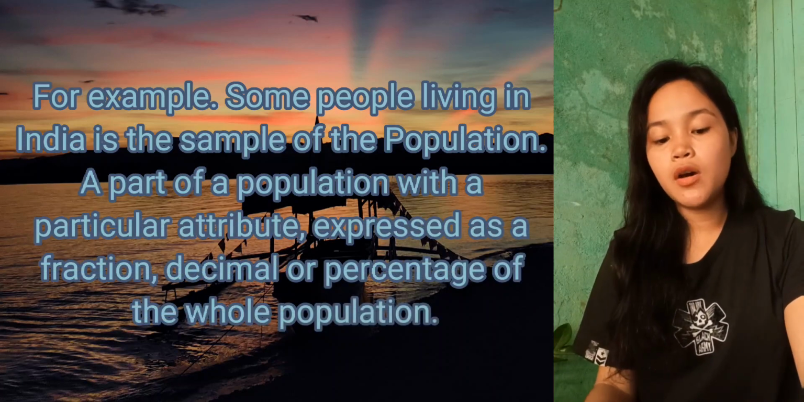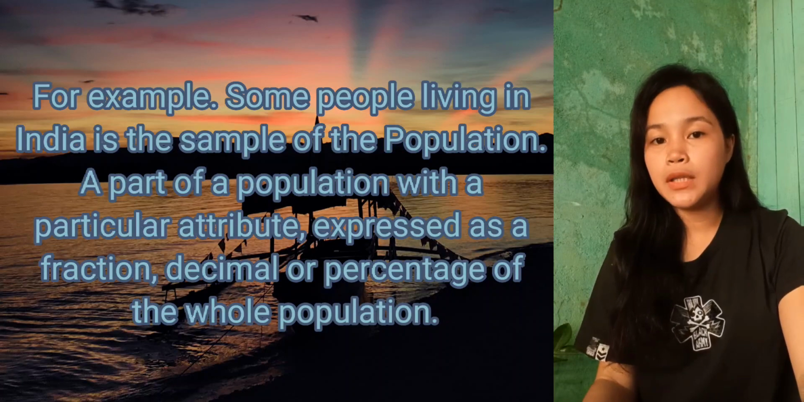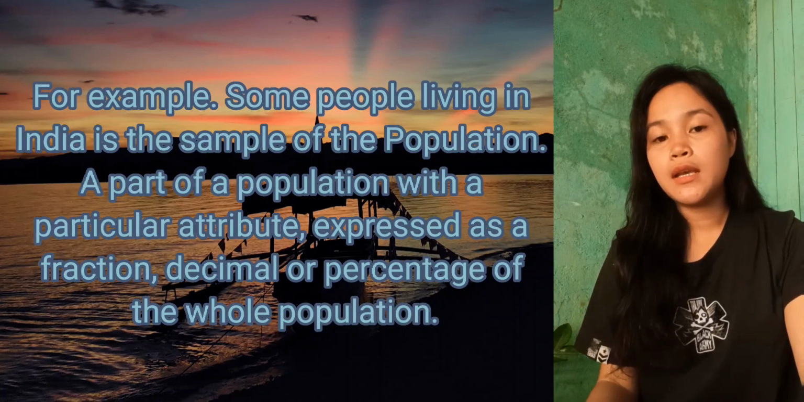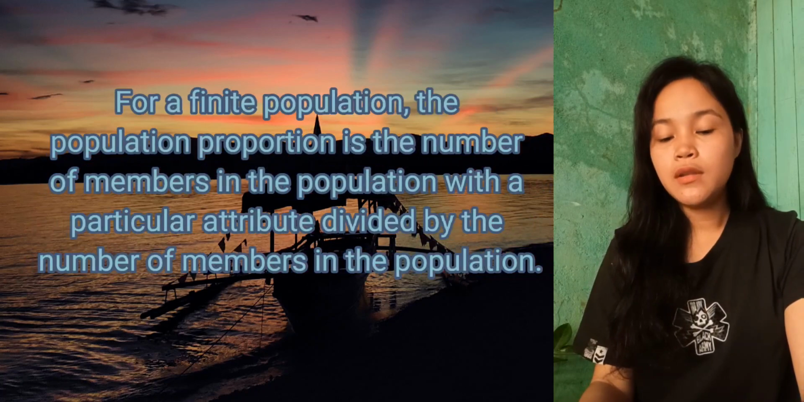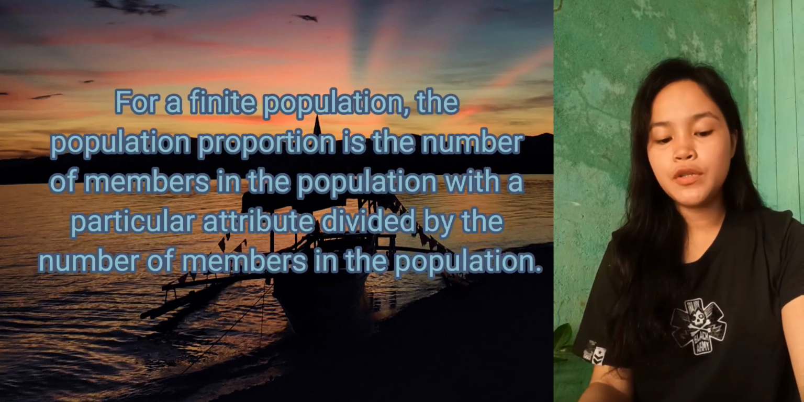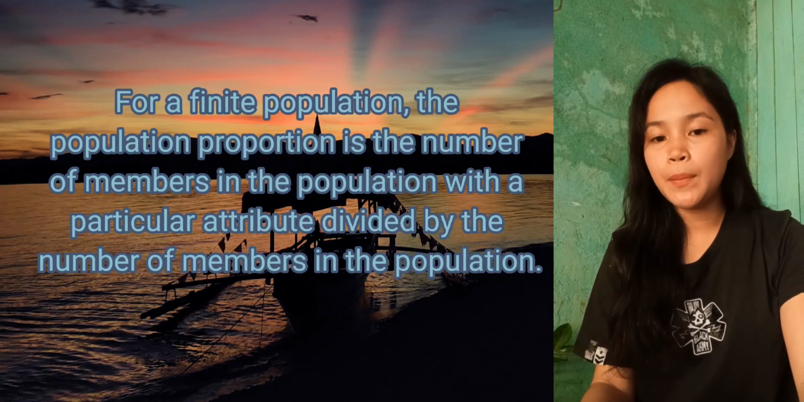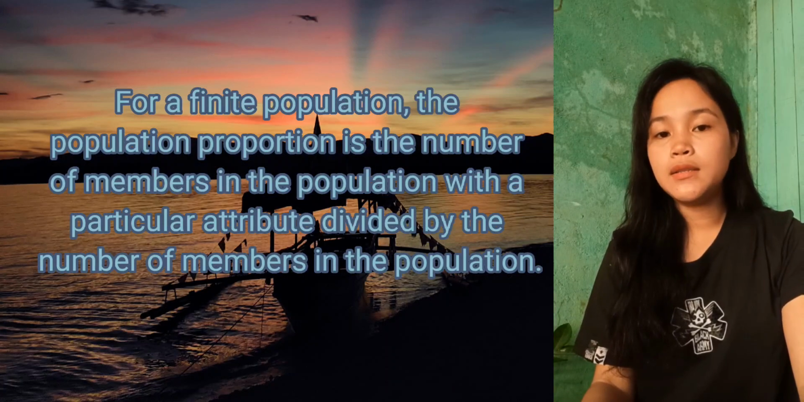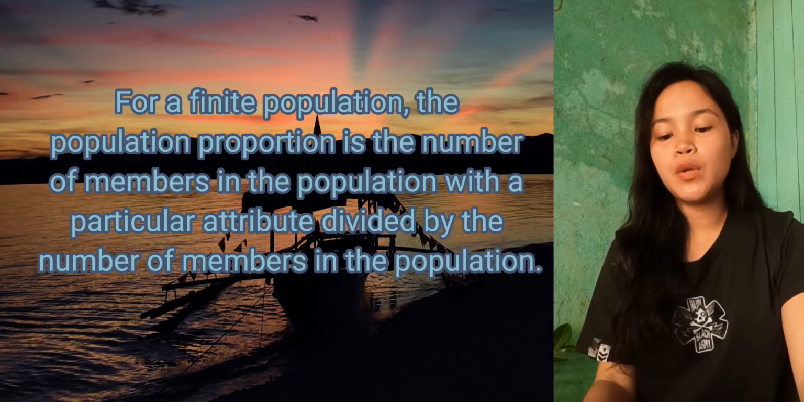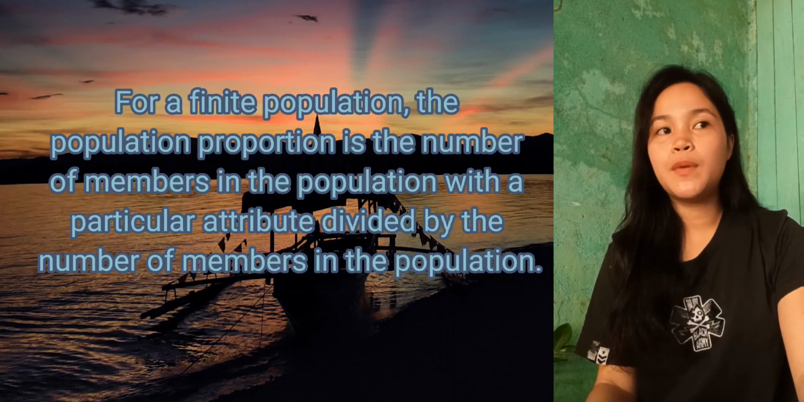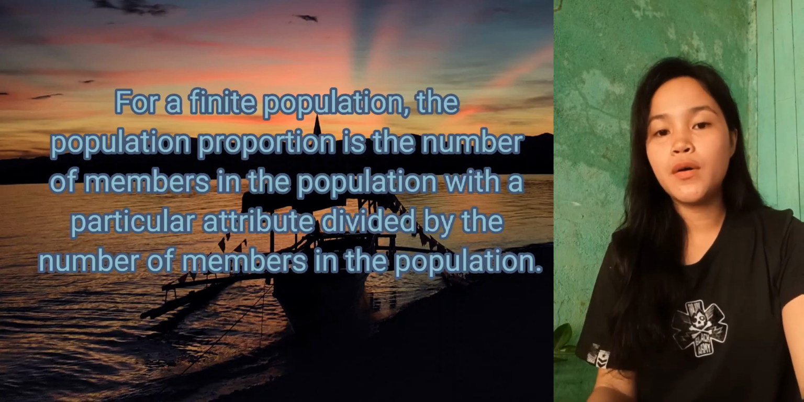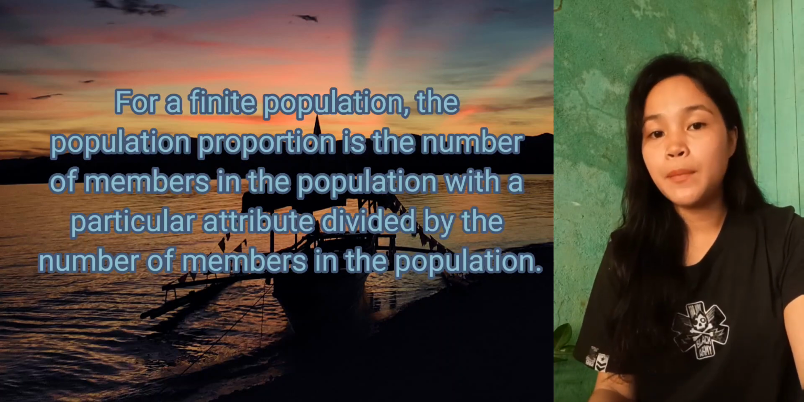A part of a population with a particular attribute is expressed as a fraction, decimal, or percentage of the whole population. For a finite population, the population proportion is the number of members in the population with a particular attribute divided by the number of members in the population.